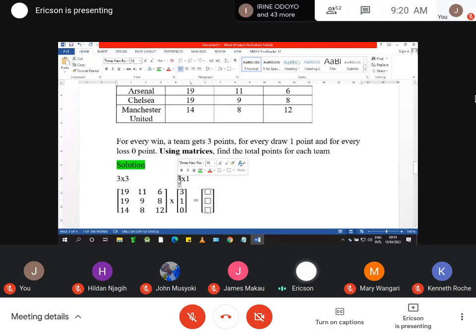And the resulting matrix, or rather your answer, should be a matrix of order 3 by 1, that is the number of rows of the first matrix and the number of columns of the second matrix. That is how your answer should be.